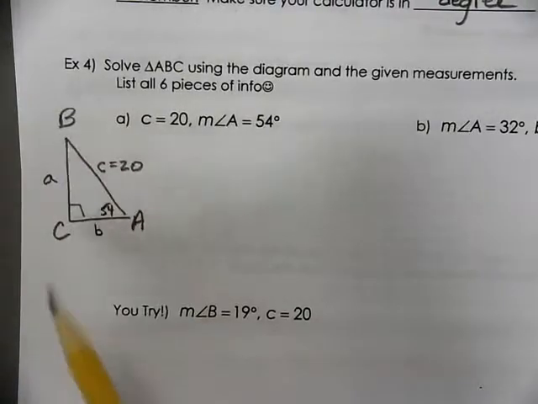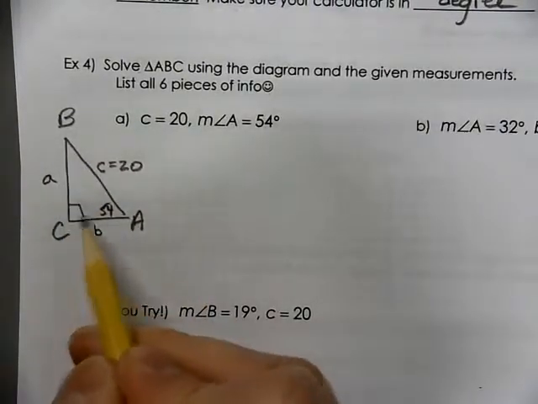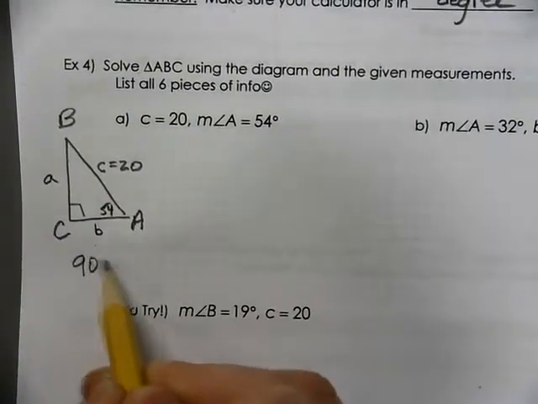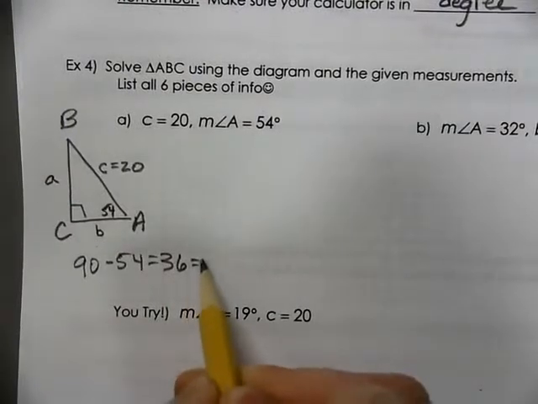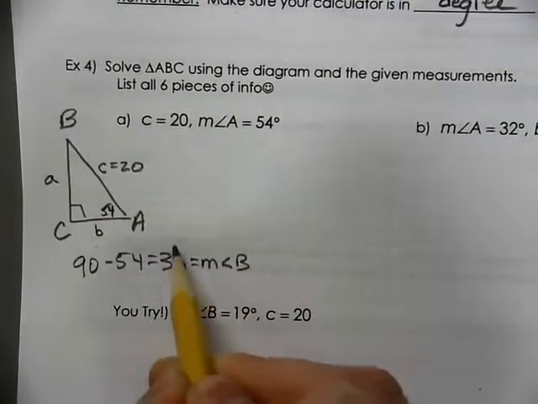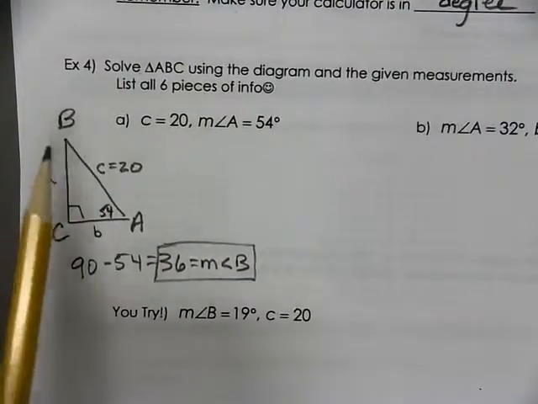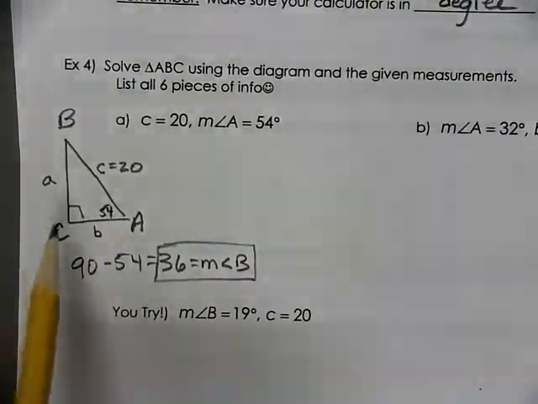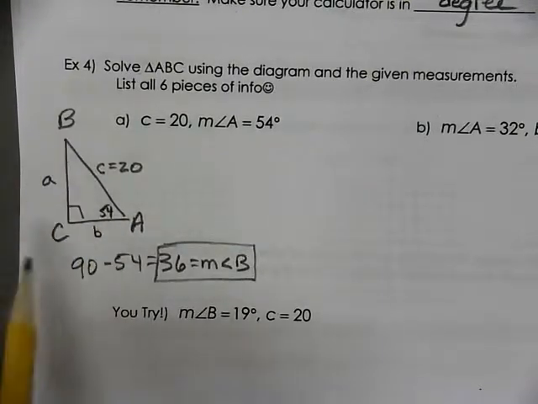So to find the measurement of angle B, we could say that the acute angles of a right triangle are complementary. So 90 minus 54 gives us 36. So that's the measurement of angle B. Now I know all 3 angles, 36, 54, and 90. Always remember the acute angles of a right triangle are complementary. They add up to 90.